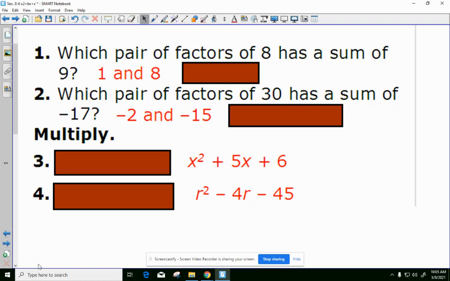Now, if you look at these two, number 3 and number 4, they are exactly of the form that we're looking at today. They are x squared plus bx plus c. And maybe this b value is a positive like it is with the 5, or maybe it's a negative like it is with the 4. And then the end number, the c value, maybe it's positive, maybe it's negative. It really doesn't matter.